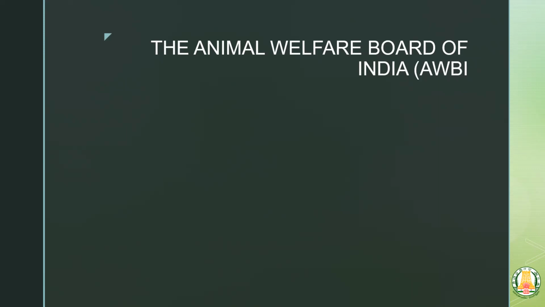So this is about the Animal Welfare Board of India. I think you would be very familiar with this because it was in the news because of the Jallikattu issue. So what is animal welfare? Animal welfare is the one which will help in providing for the welfare of the animals. Now, if you look at Jallikattu, the bull suffers a lot.